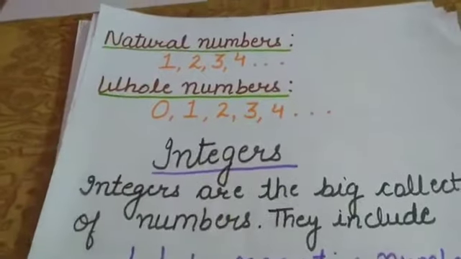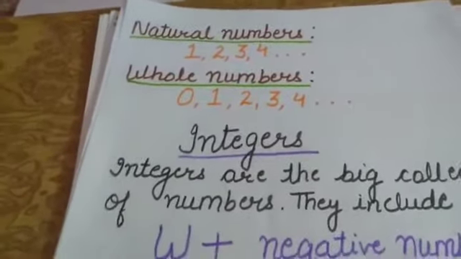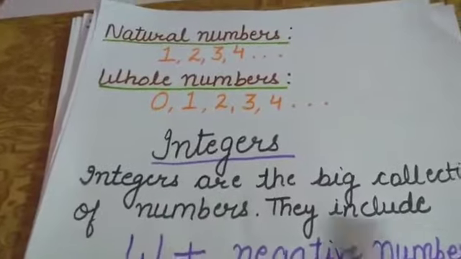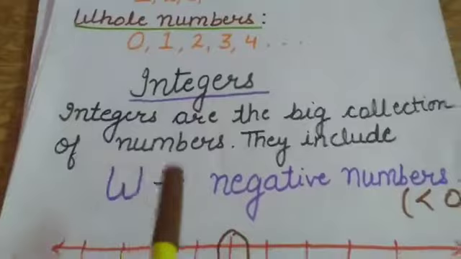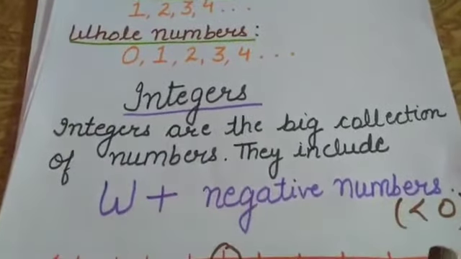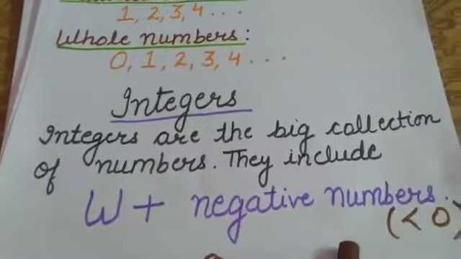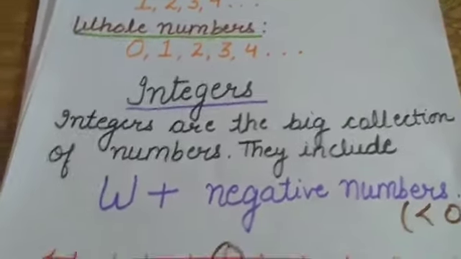Now a bigger collection of numbers we have is that of integers. Integers are the big collection of numbers. What kind of numbers? They include whole numbers as well as negative numbers. Negative numbers are the numbers which are less than 0.